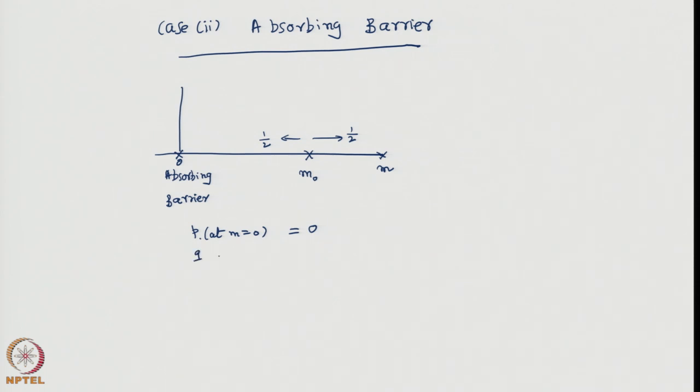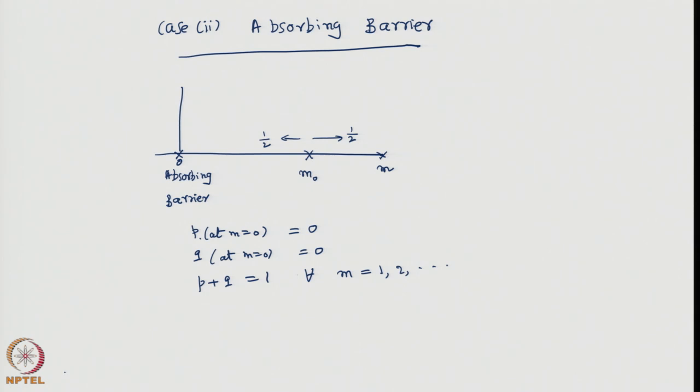So let us also say that q at m equal to 0 also is 0. We are not in fact discussing the point 0 at all. So all that is true is that both p and q, and of course p plus q will be 1 elsewhere, for all m excluding the 0 point, etc. So strictly speaking, this is the problem that one has to solve with these conditions.